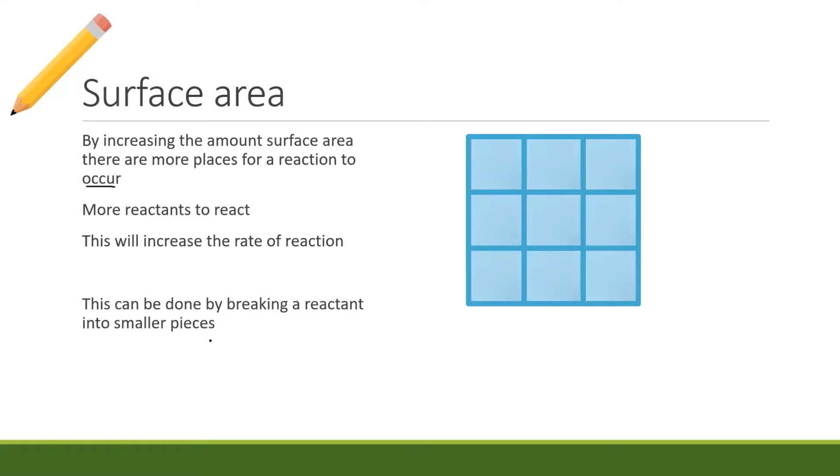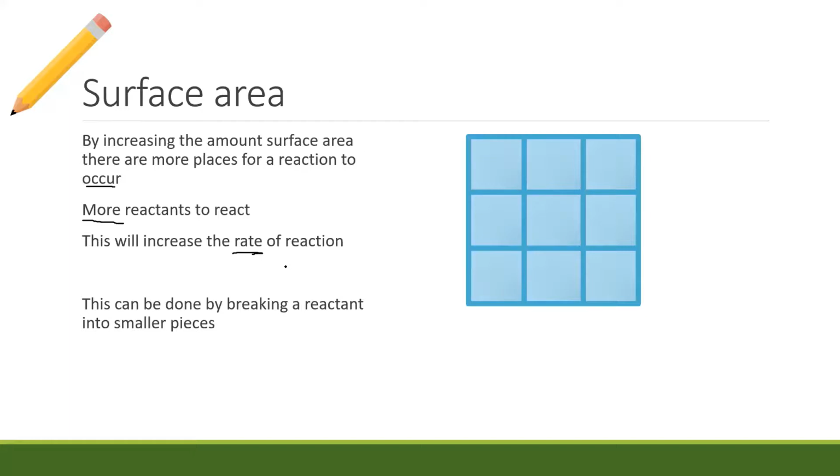Now, if there's more places for a reaction to occur, that means there are more reactants to react. And of course, whenever you have more reactants to react, that means there's going to be more collisions, so more reaction. You want to get as many reactants reacting as possible. So this will increase the rate of reaction.